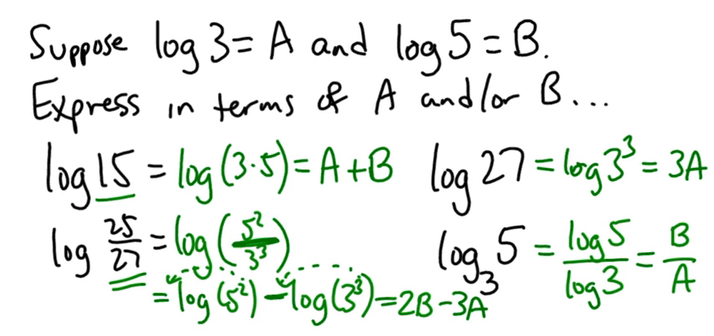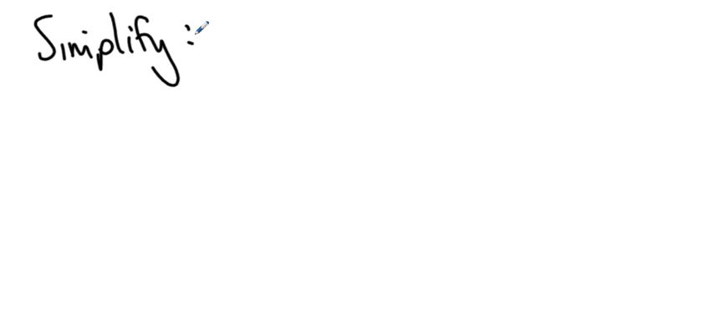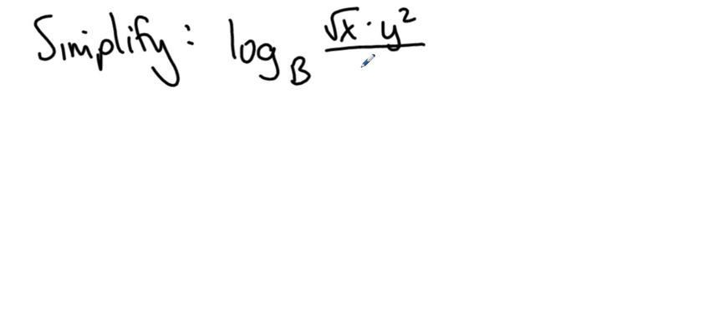A couple of things you should know how to do. Oh, should I do one more? Yeah, I'll do one more before I give you the thing to worry about. Let's simplify log base b of, oh, this will be good, the square root of x times y squared over, oh, let's do square root of z to the 5th. Let's do that. Oh, that's good. Good one.